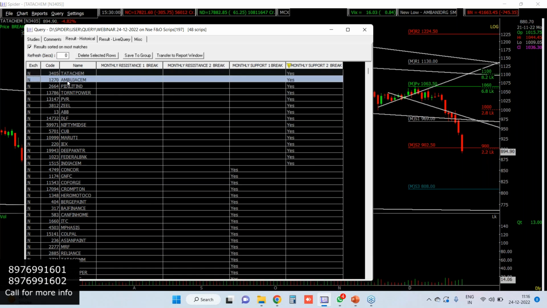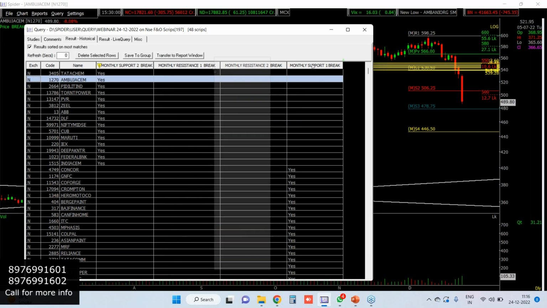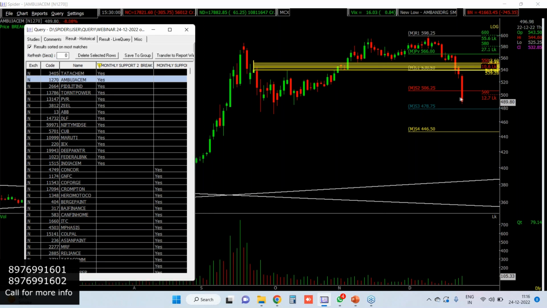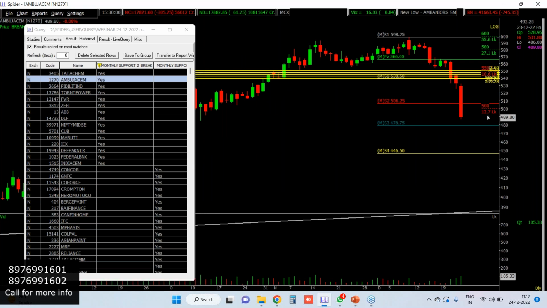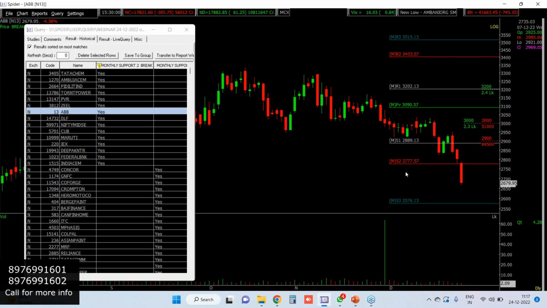Okay, next we would see Ambuja Cement, for example. I'll just arrange this one. Okay, yeah, see, Ambuja Cement has also given a very good breakdown. Similar to Tata Chemicals, it is trading at the level where there is the highest put writing. So these are other factors which we also have to combine while taking any trade. If you see, ABB has also broken the level of 2777.57, which is a monthly support too.